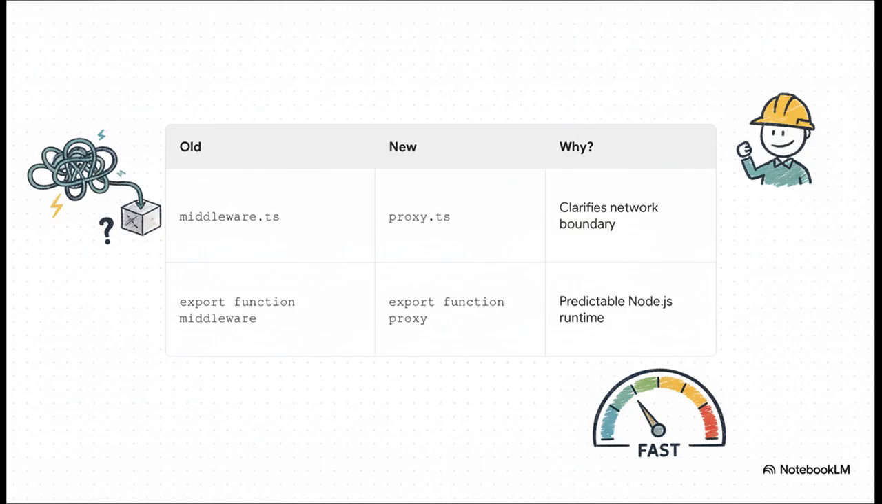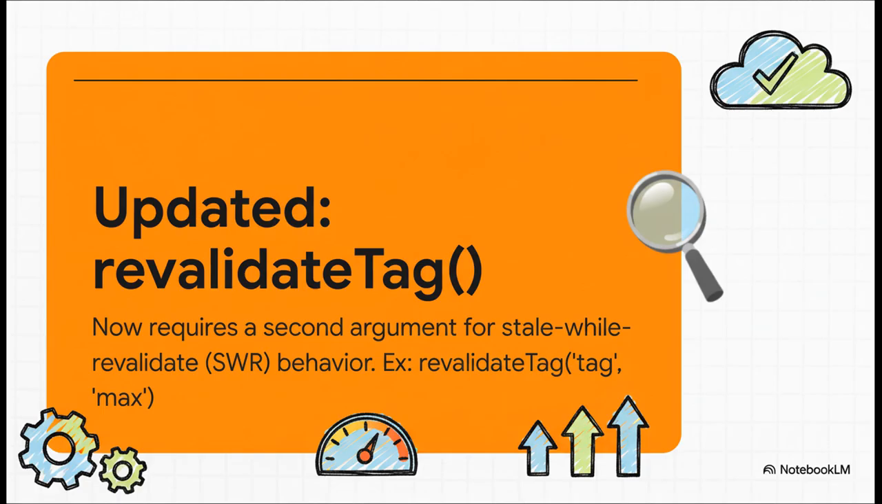So why the change? Well, it just makes its purpose a lot clearer. This code runs right at the network edge, and the new name reflects that, plus it confirms it'll always use the Node.js runtime. The revalidate tag API has a small but important update. It now needs a second argument that controls its stale-while-revalidate behavior. So for example, you can pass in a string like max, which tells Next.js to serve the old stale content immediately while it fetches the fresh data in the background. It just makes your revalidation strategy much more explicit.